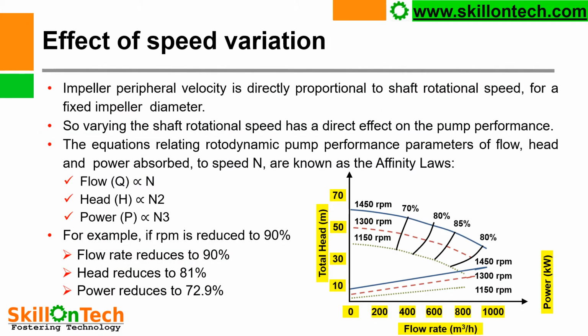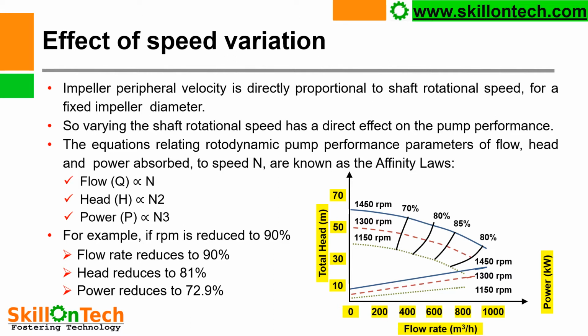Effect of speed variation. You can see a picture of a head flow curve where different RPMs of a pump are given. As we know, impeller peripheral velocity is directly proportional to shaft rotational speed for a fixed impeller diameter. So varying the shaft rotational speed has a direct effect on the pump performance. The equations relating rotodynamic pump performance parameters of flow, head and power absorbed to speed N are known as affinity laws. As we know, flow Q is proportional to N, head H is proportional to N square, power P is proportional to N cube.